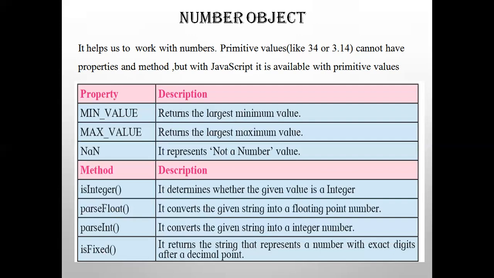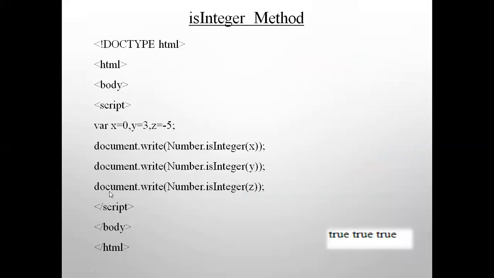The first method is isInteger. This is a program for it. So here in the variable declaration part, I have taken three variables with the values 0, 3 and -5 respectively. x is 0, y is 3, z is -5. All three are integers. And here you are checking and writing it. document.write, Number.isInteger(x), it will say true.